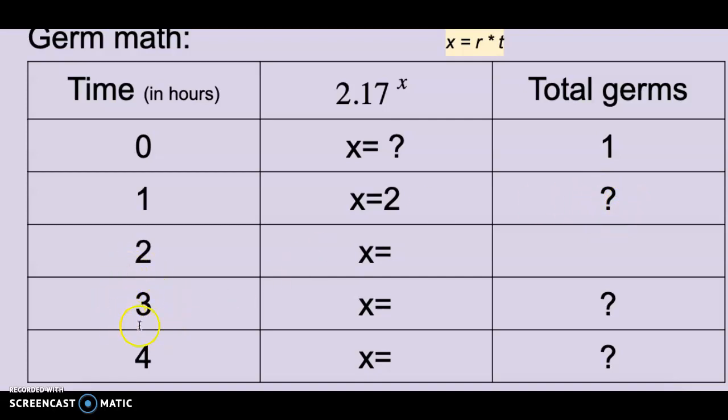Next we have after 3 hours. So remember, time is T. So take 3 times the rate, and that's your exponent for 2.17. Get there one step at a time, rounding to the hundredths place every time. And tell us the total number of germs after 3 hours. And the last question is the total number of germs after 4 hours. That's it. Thank you.